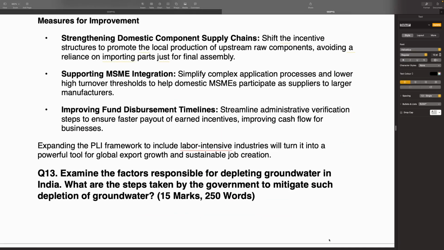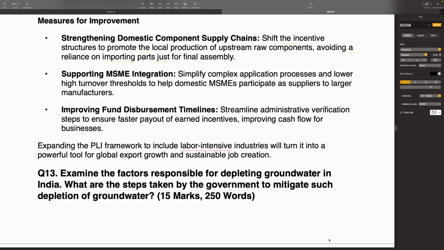Measures for improvement. Strengthening domestic component supply chains: shift the incentive structures to promote the local production of upstream raw components, avoiding a reliance on importing parts just for final assembly. Supporting MSME integration: simplify complex application processes, lower high turnover thresholds to help domestic MSMEs participate as suppliers to larger manufacturers. Improving fund disbursement timelines: streamline administrative verification steps to ensure faster payout of earned incentives, improving cash flow for businesses. Expanding the PLI framework to include labor-intensive industries will turn it into a powerful tool for global export growth and sustainable job creation.